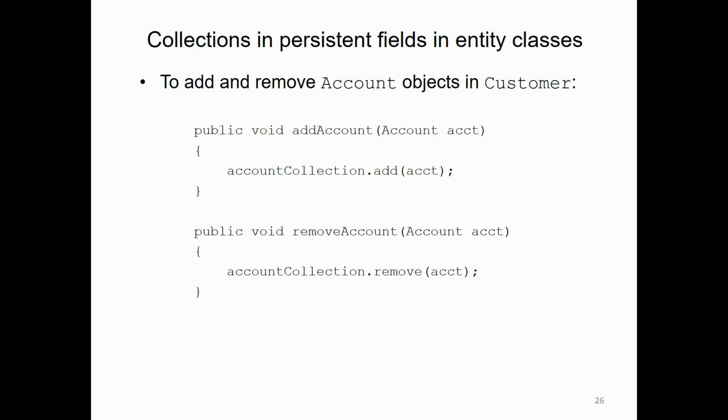Because we have a collection in customer, we would expect there to be add account and remove account, and that's fairly easy to do. Don't forget, any changes that we make when the object is attached to the database, any changes we make in that collection will be reflected in the database. So we can create an account object, add it into the collection in customer, and that will cause a corresponding row in the account table to be generated.